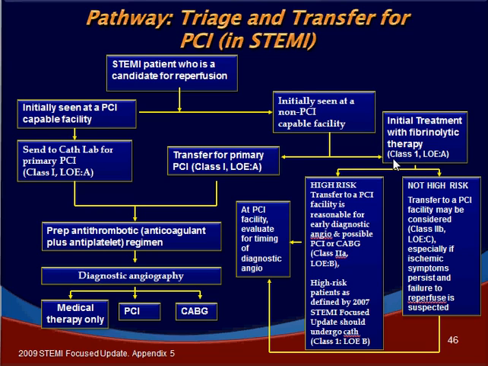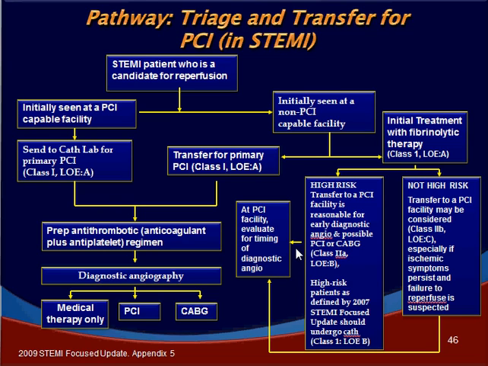Then there are two categories: high risk patients and not high risk patients. Those who are high risk patients are transferred to a PCI facility, reasonable for early diagnostic angiography and possible PCI or CABG in case it is required after the fibrinolysis, because these are high risk patients. They may require a PCI or CABG or any other angiography investigation, so they need to be transferred. High risk patient is defined by the STEMI focused update and should undergo cath as defined. We have already seen who are classified as high risk patients.